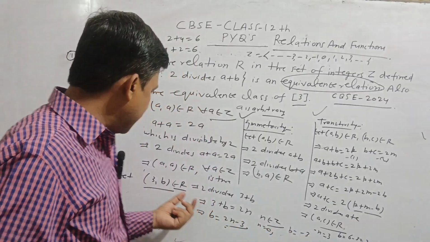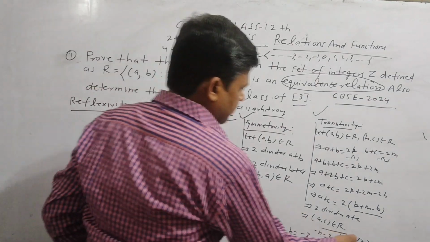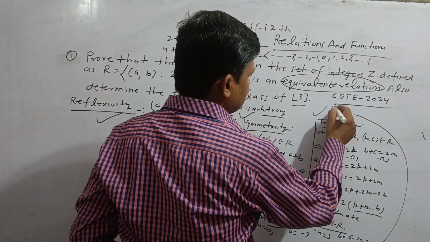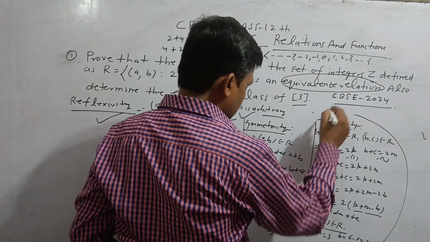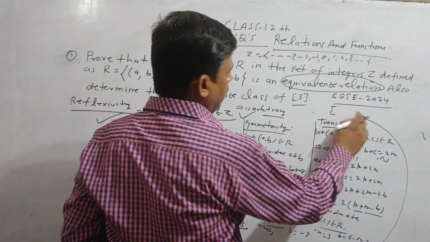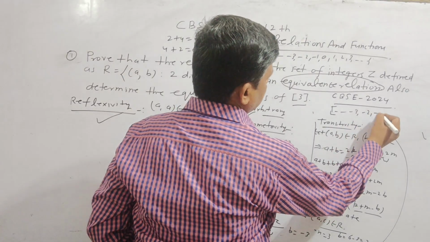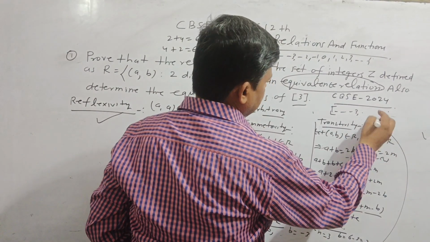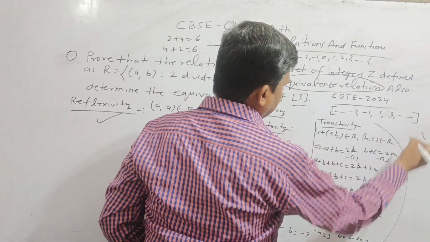You get the equivalence class related to b as the odd integers. So what is the equivalence class of 3? The equivalence class of 3 will be the set of odd integers, that is minus 3, minus 1, 1, 3. So these are odd integers.